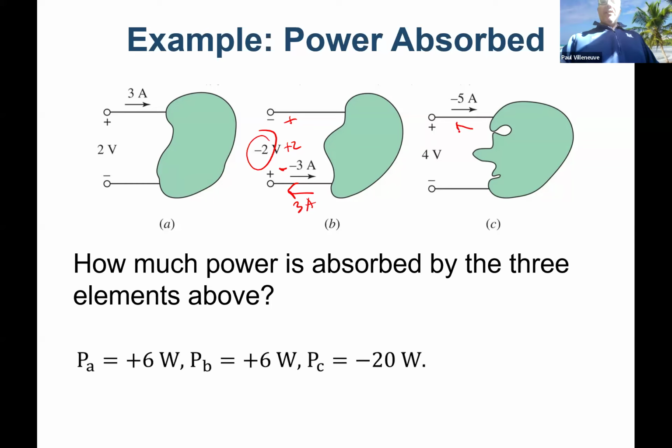Switch directions. Call it 5 amps. Absorbing or supplying? Supplying, because in the direction of the voltage drop, it has a positive current flow. So if you ever get confused, just swap the polarities. That's all you need to do. It makes it much, much easier.